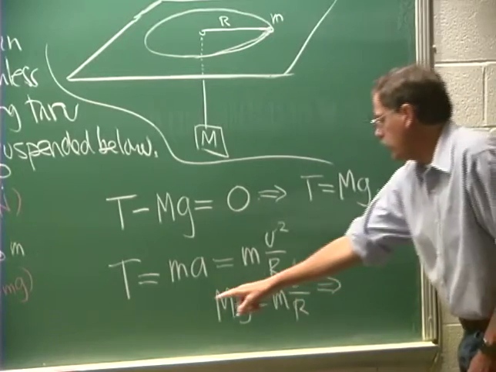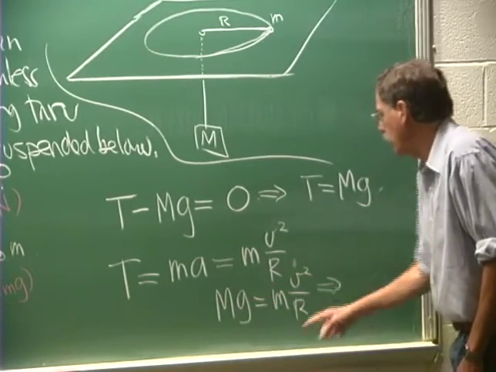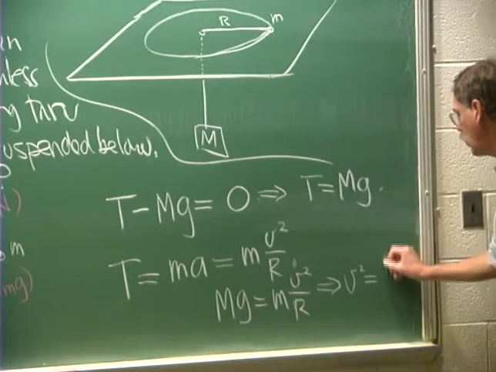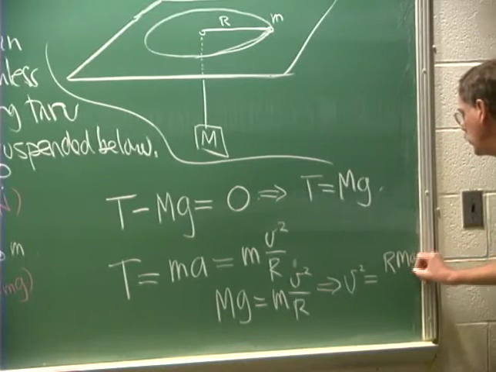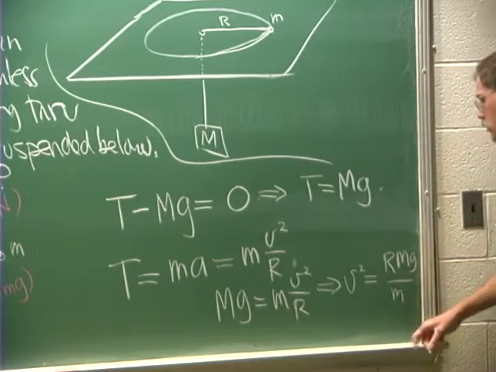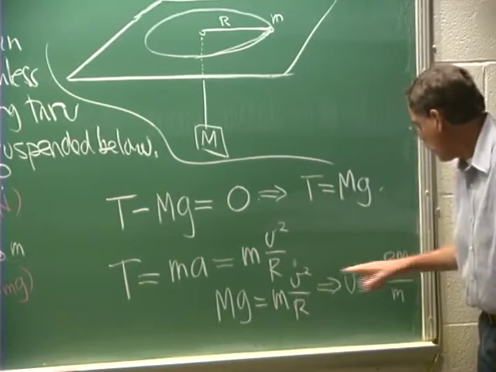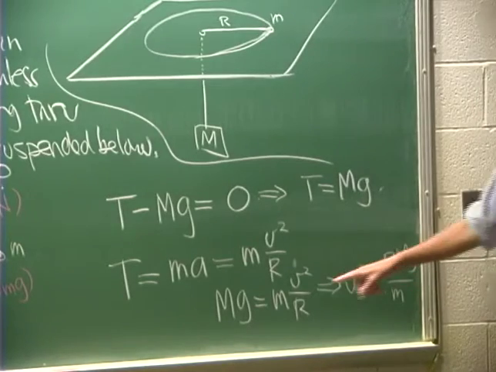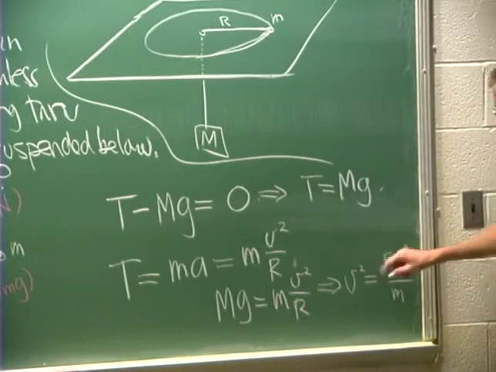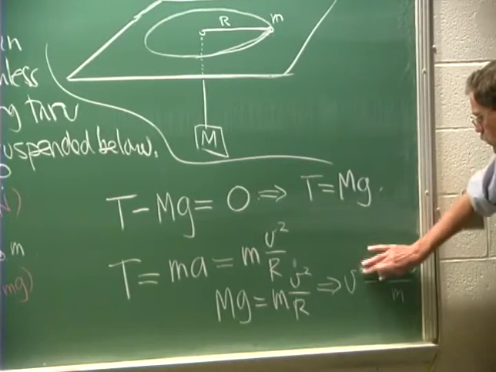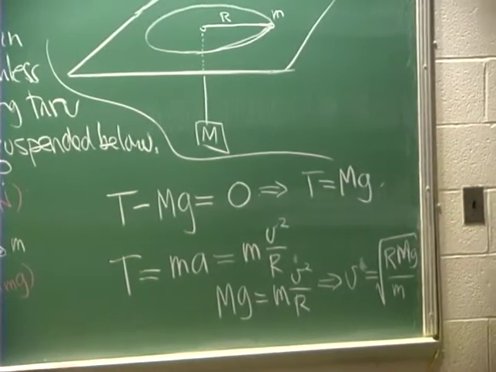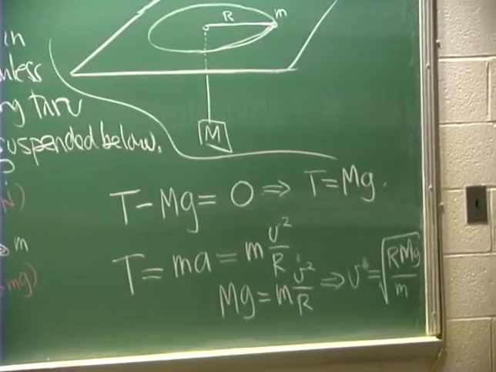Let's see, multiply through by capital R, divide by m. That gives me v squared is equal to r M g over little m. Did I do that right? v squared is r capital M g divided by little m, and then to get the velocity itself, the speed, take the square root. So there's the formula for the speed that this thing must have if it's going around in a circle.